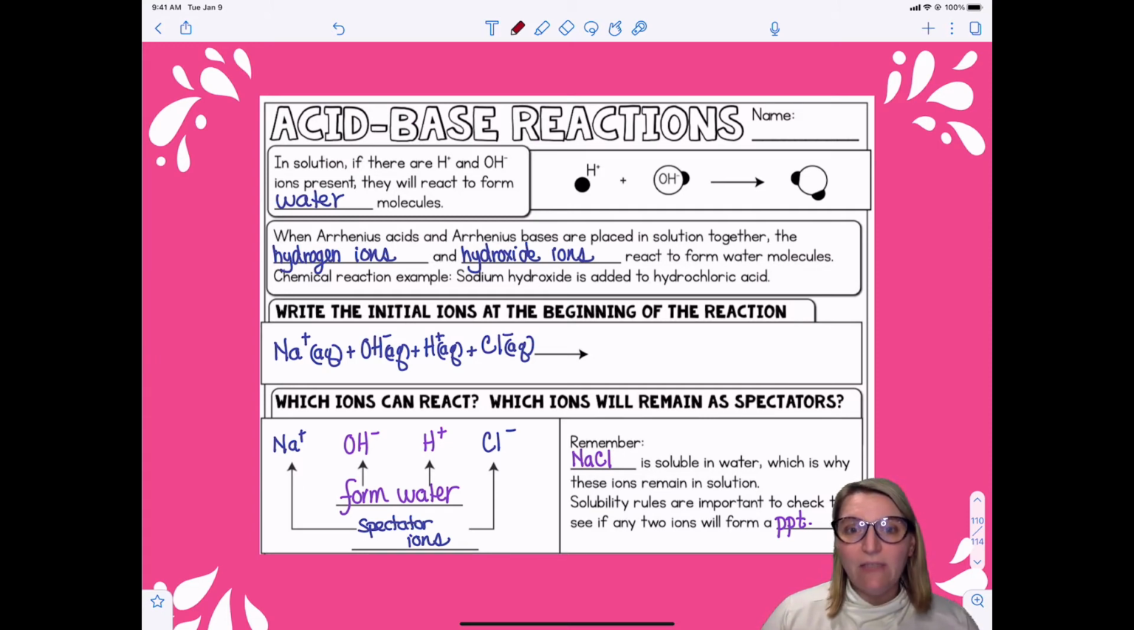There are different types of acids. In this case, we're looking at the simplest form. You don't need to know this. They're called Arrhenius acids. So with Arrhenius acids and bases placed in solution together, the hydrogen ions and the hydroxide ions react to form water molecules.